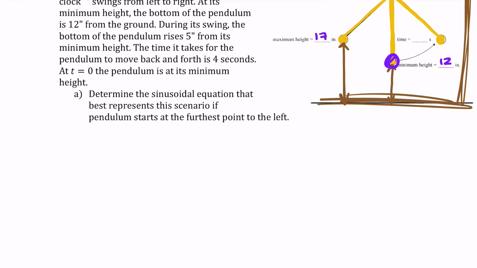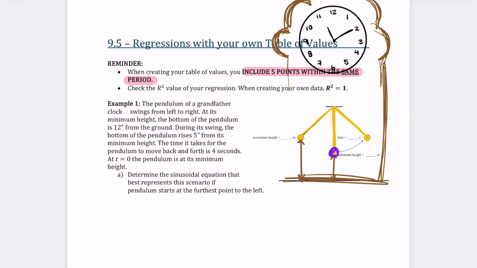Now, what I'd like you to do, because there's a typo here, it says the pendulum at time 0 is at its minimum height. But in the question, it kind of contradicts itself. It says the pendulum starts at the furthest point to the left. I'd like you to just axe all of that for me. So we're going to go with time equal to 0, the pendulum is at its minimum height.